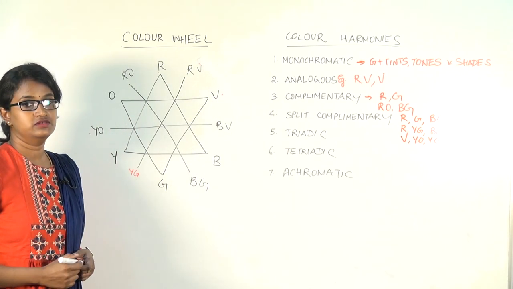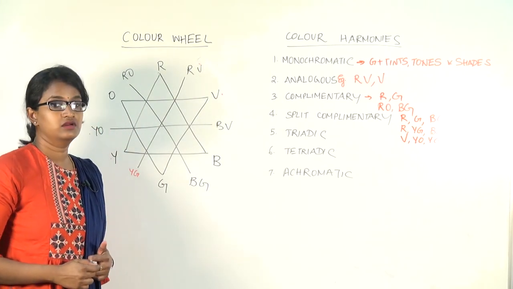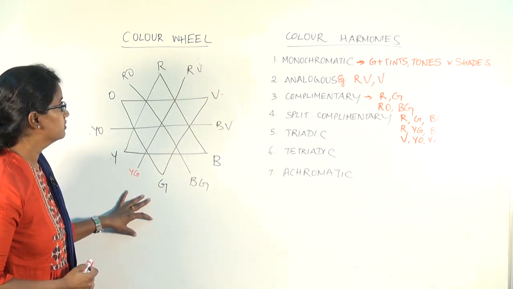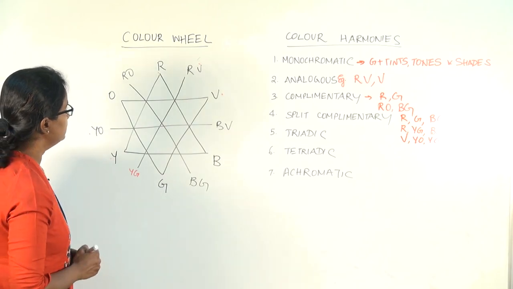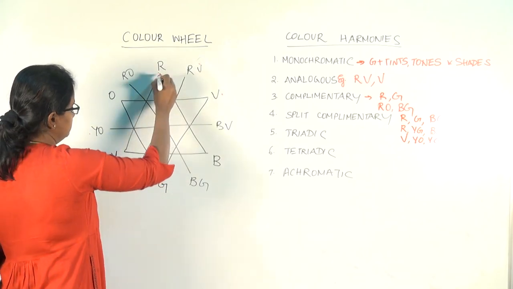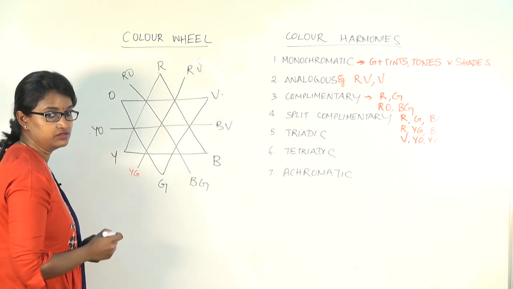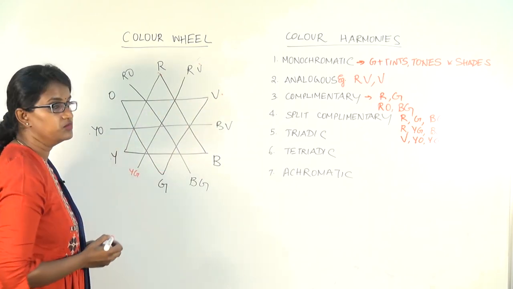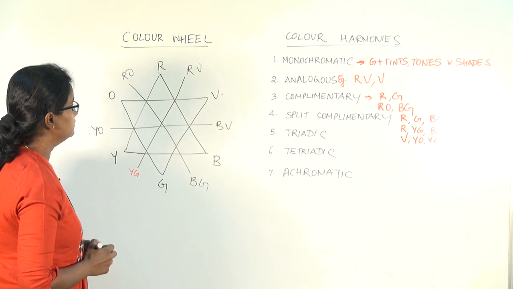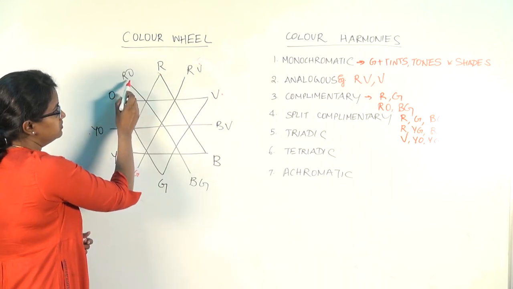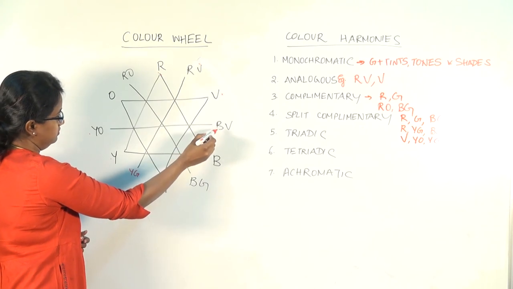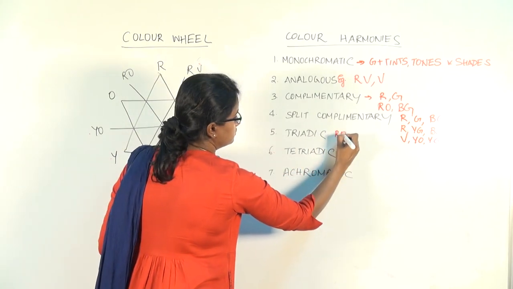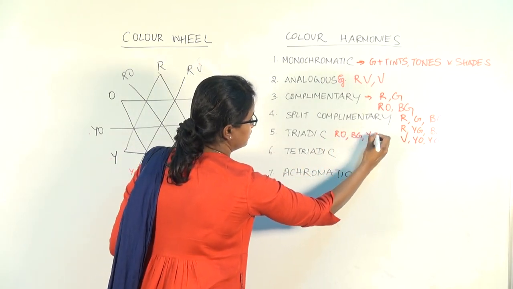The next one is triadic. Triadic harmony is where the colors lie equidistant from one another on the color wheel. So a good example could be red, yellow and blue, nothing but the primary colors, or orange, violet and green, nothing but the secondary colors. Or otherwise, they can also be red orange, blue green and yellow green.